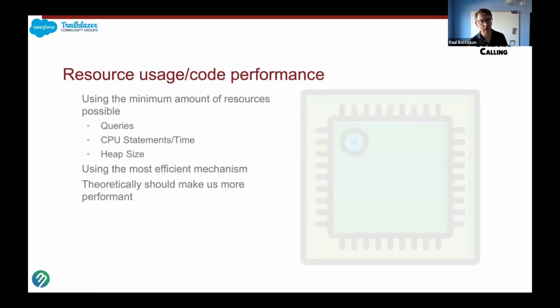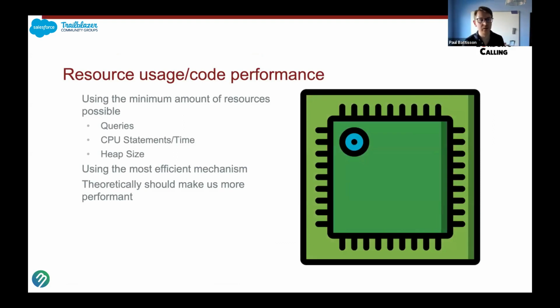So when it comes to our resource usage, our code performance in the background, this is typically using the minimum amount of stuff. So smallest number of queries, smallest number of CPU statements, there used to be CPU statements back in the day. I think the limit was 100,000. Keir can probably remember. But now it's CPU time of 10 seconds roughly. Heap size is another one that we're looking at. And basically using the most efficient mechanism, which should theoretically make us more performant. So using less of something and reducing the usage of those resources should theoretically improve our performance.